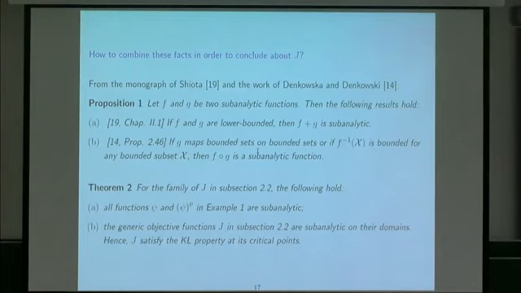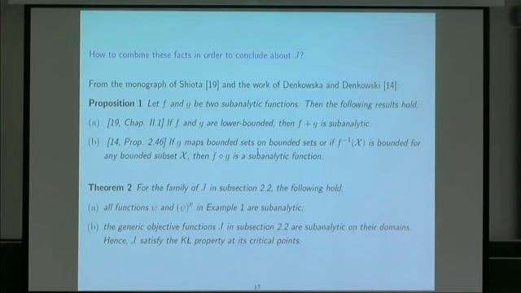When p is a rational number, it's very easy to show that if psi is subanalytic, psi to the power p is also subanalytic. Using this property, we could show that all functions psi and psi p are subanalytic, that the function j in the example is subanalytic, and thus it satisfies the Kurdyka-Lojasiewicz property at its critical points.